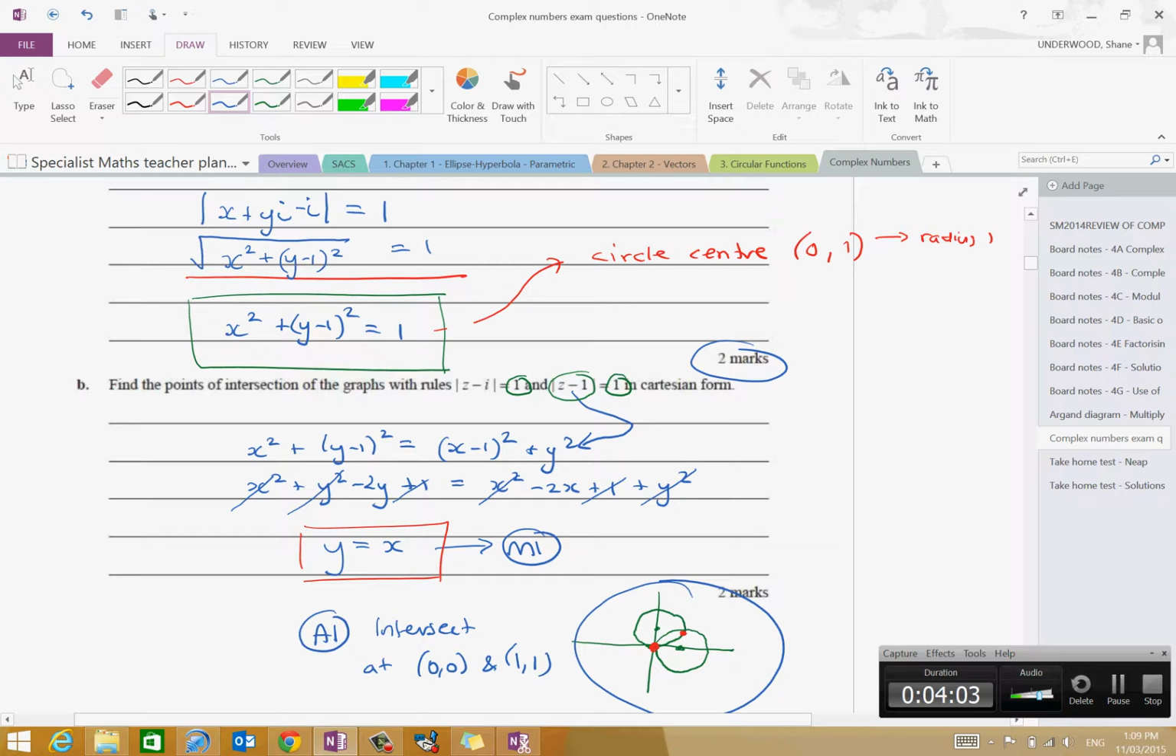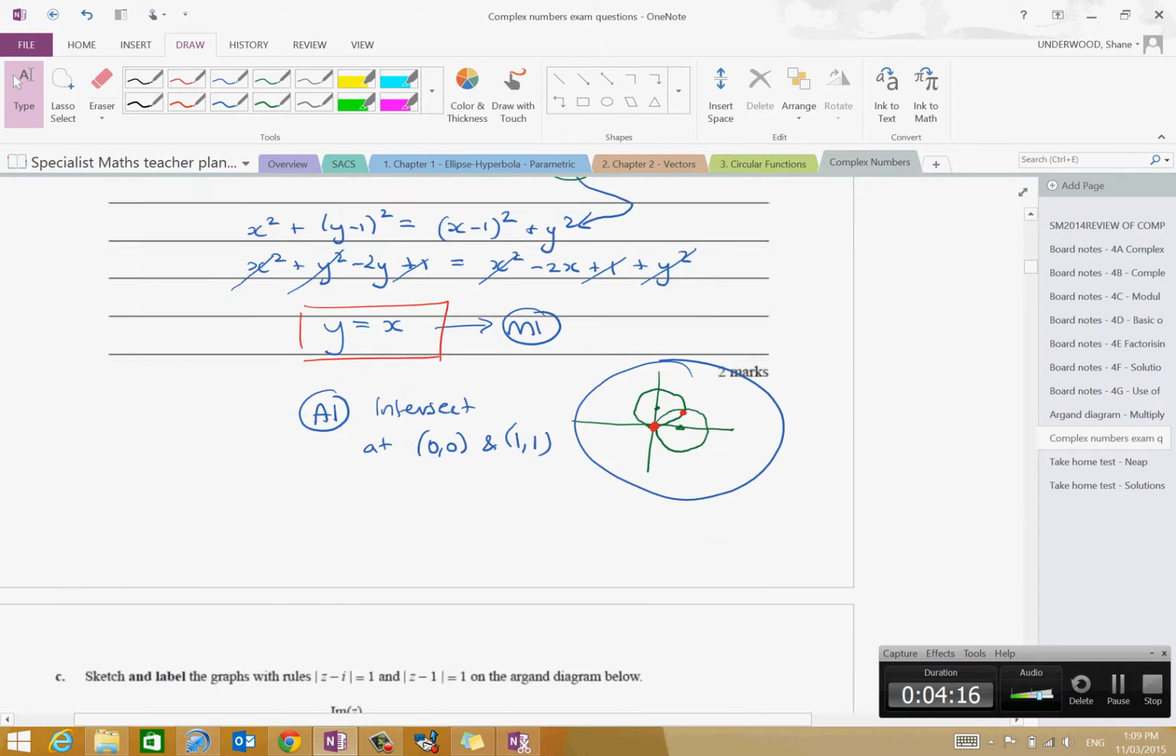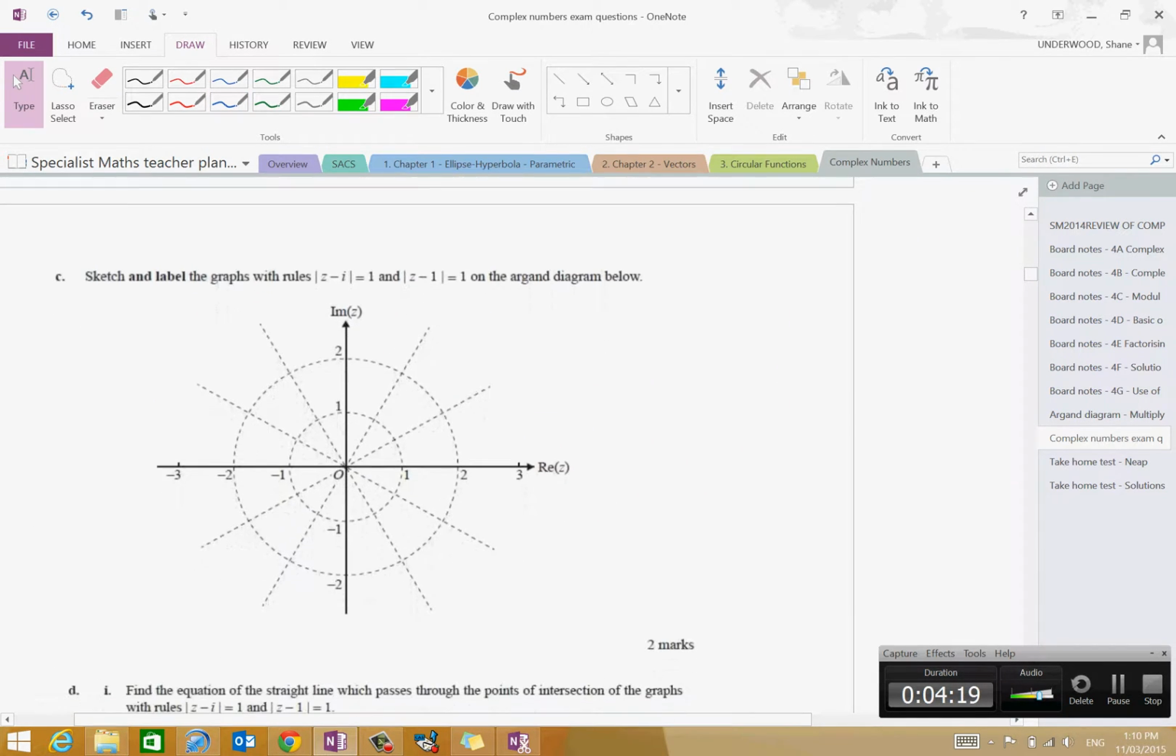If you think about it, y equals x, the line y equals x. 1 equals 1. Is it going to be 2 equals 2? No, because the modulus is only 1. So far, there you go, we've done 4 marks in 4 minutes. We're on good track. Sketch and label the graphs of this.